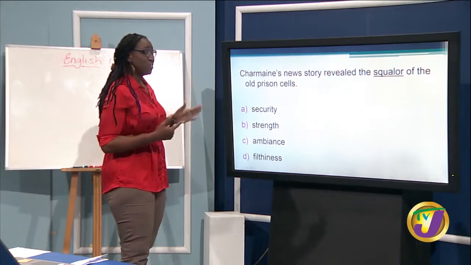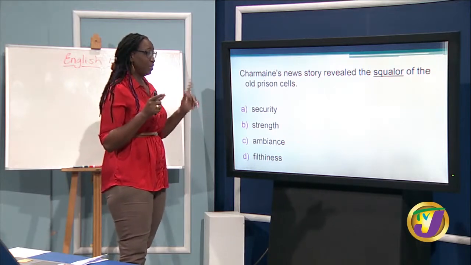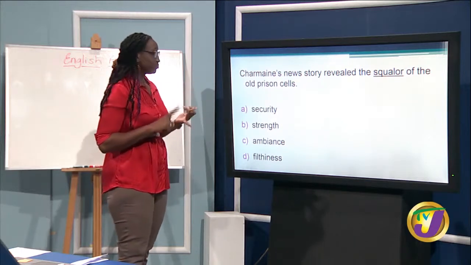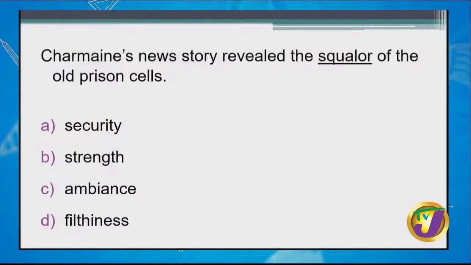So of these four, which one do you believe conveys the same meaning as squalor? So you have security, you have strength, you have ambiance, and you have filthiness. Revealed the squalor. Because it's prison cells, you might be thinking, security looks like a good option. You might be thinking prison cells, strength is a good option because the cells should be strong. But remember, it says old prison cells.